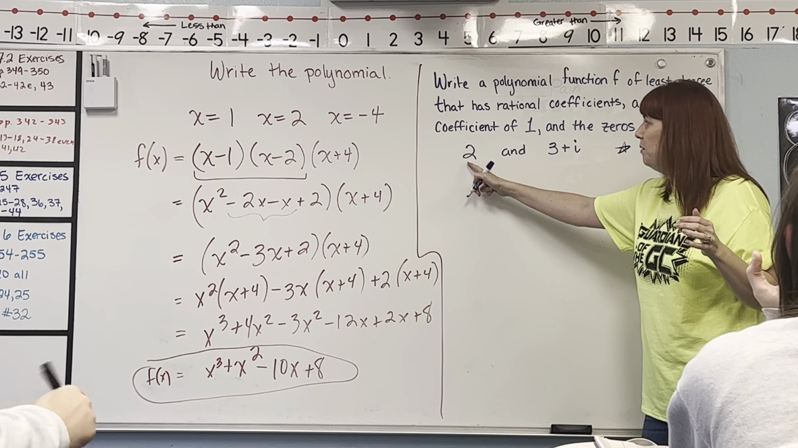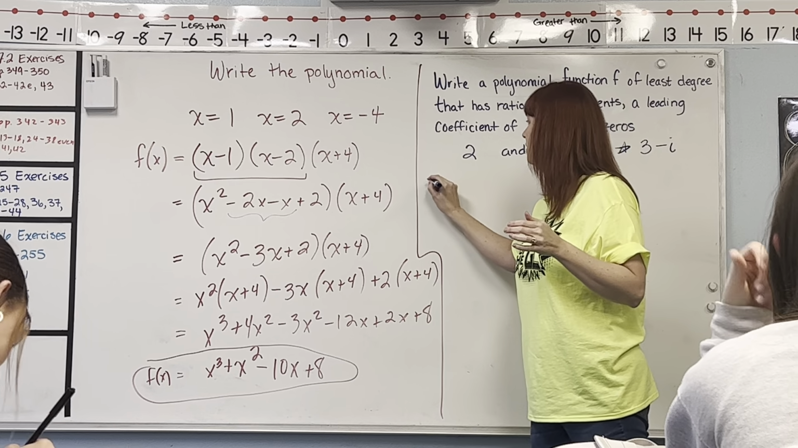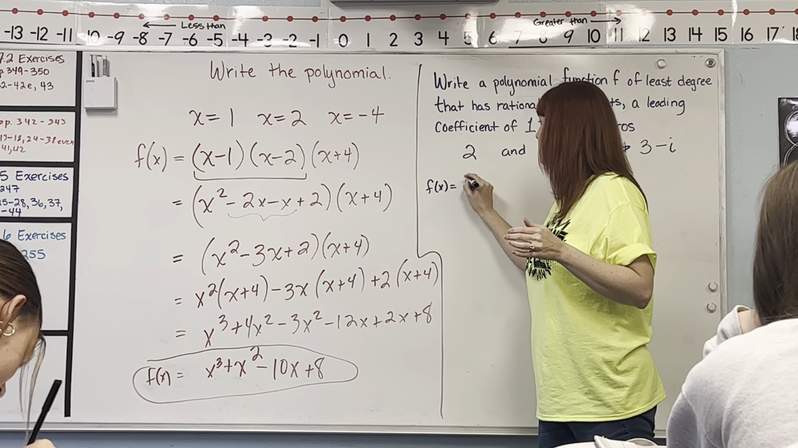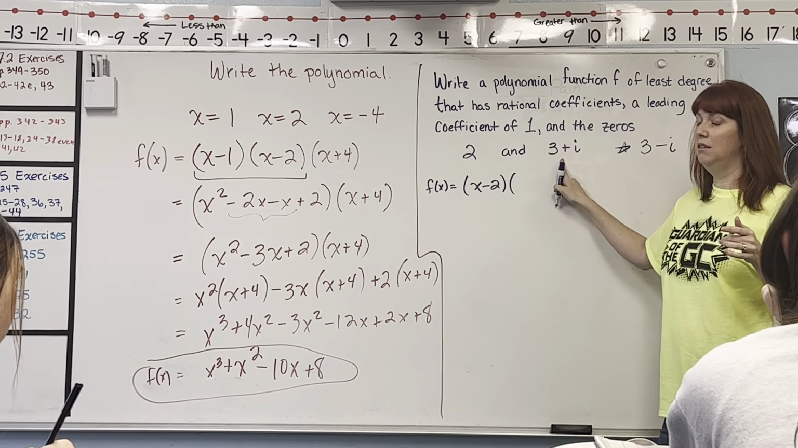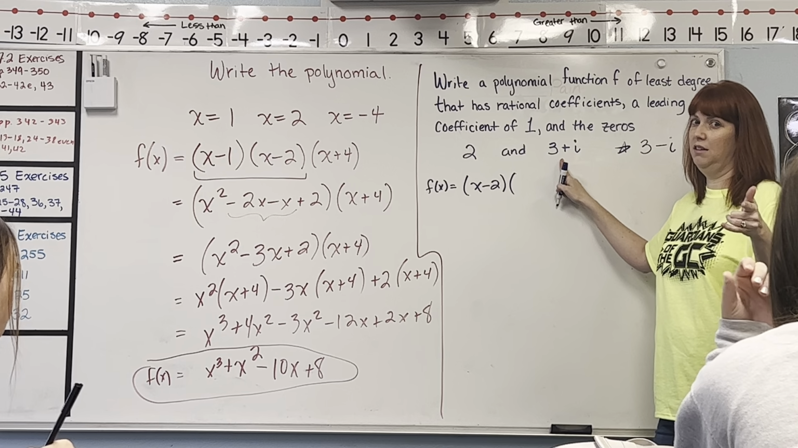How would we write the binomial for this one? X minus 2. Then this one, 3 minus i, what do you have? X minus 3 plus i.